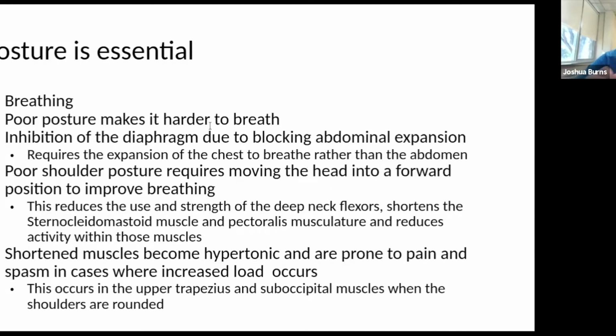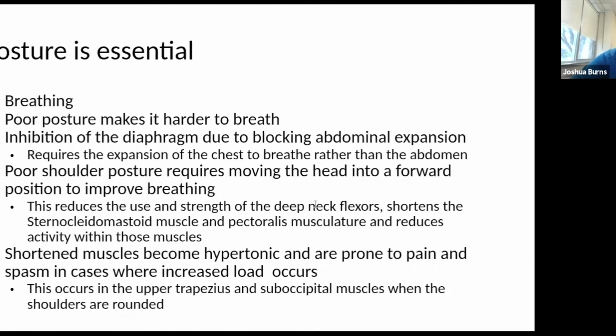Posture again is extremely important, and the reason I have some extra slides in here is because I really want you guys to see the importance of that. Poor posture is just going to make it harder to breathe. If we're leaning forward, if we're contracting our abdomen as we're leaning forward and putting pressure on that abdomen, we're really blocking the diaphragm from being able to do its job and to expand the abdomen so that the lungs can expand fully in the chest, allowing you to take a full inhalation.